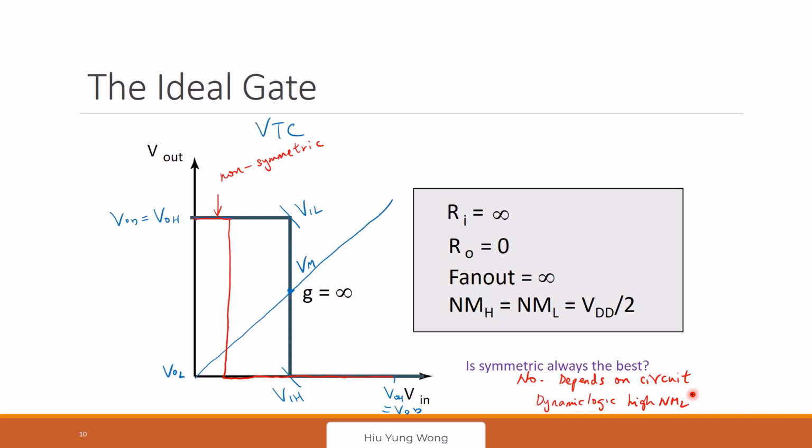What if, in your environment, you only have noise when your input is high? You never have noise when your input is low. Then definitely you want to shift this to the left, so that you will be more noise immune, right? So this situation can happen. I cannot say this situation always happens, but this can justify why it doesn't have to be symmetric to be the best.